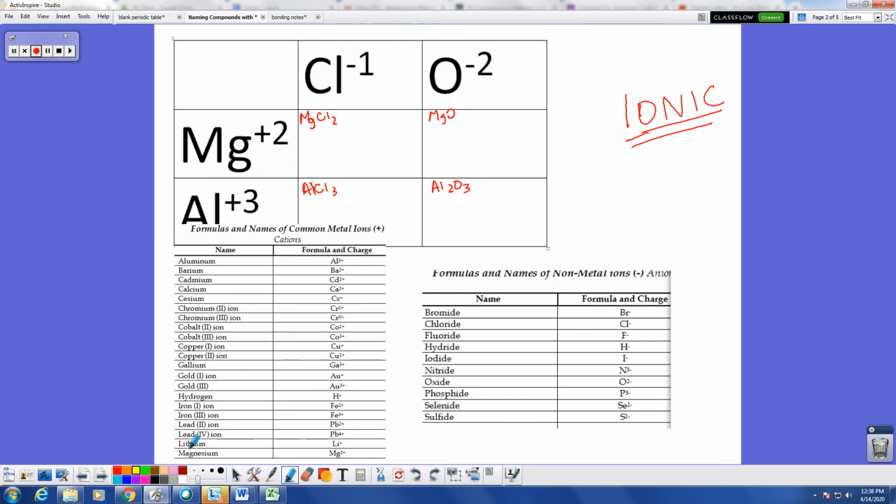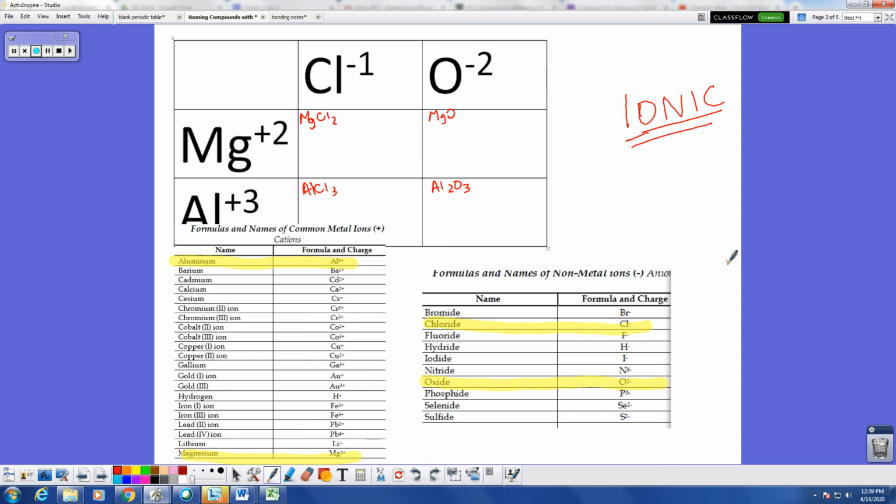Back to my highlighter. So Mg plus 2, that is magnesium. Al plus 3, that is aluminum. You're like, come on, Miss Garrison. Of course it is. Okay, but some of them are not. See these Roman numerals? We'll talk about those in a second. Cl minus 1, that is chloride. And O minus 2 is oxide. So these are not exactly what they are on the periodic table. It's not just the element name.